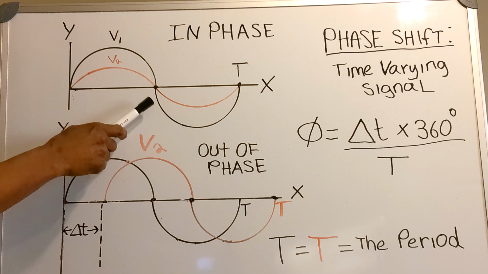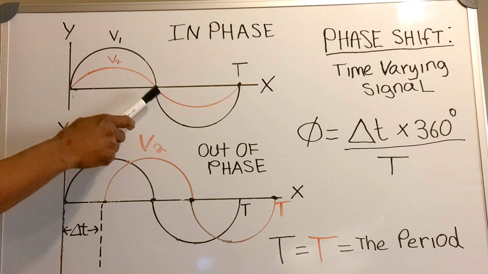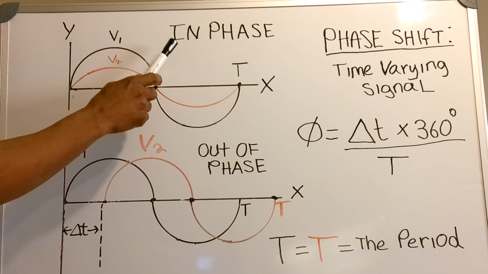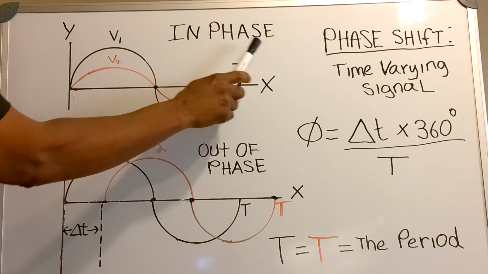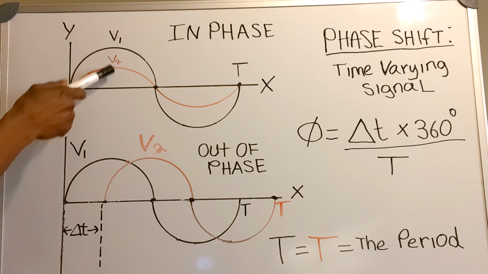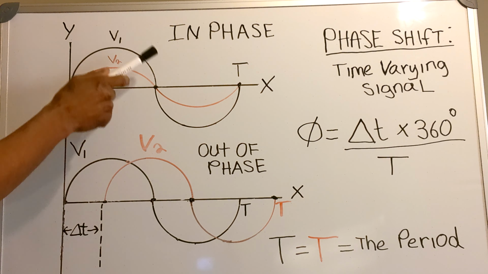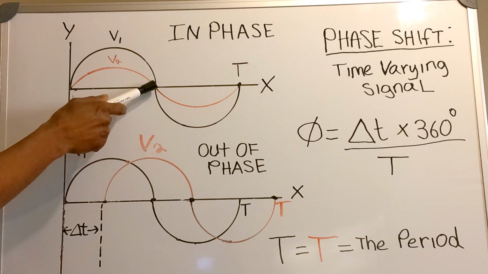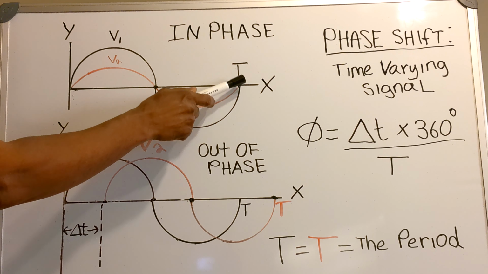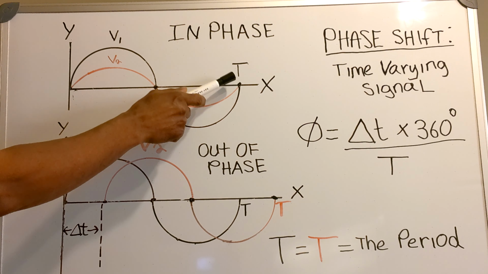Whenever a sinusoidal waveform behaves in this way, we say that the waveforms are in phase. They start at the same place, they peak at the same time, they go back to zero at the same time, they peak in the other direction at the same time, and go back to zero at the same time.